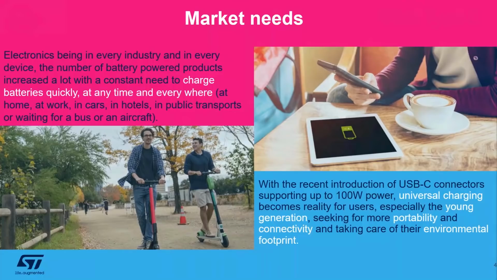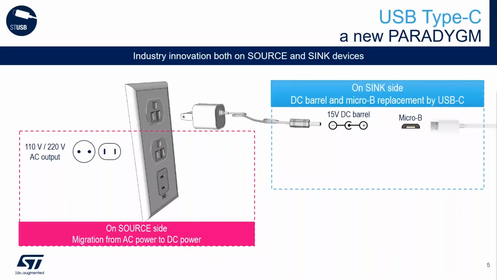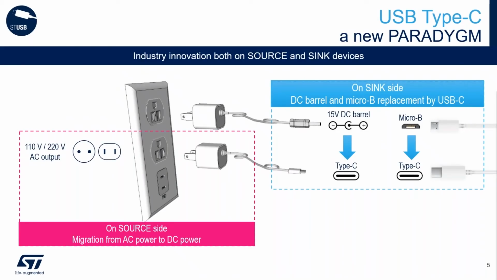To achieve this, the industry is innovating and is working on replacing external AC adapters with custom connectors by a simple USB-C cable. So on sink side, which is our focus today, custom power plugs, as long as they are below 20 volt and 5 amps, and USB micro B plugs can be replaced by a unique USB-C connector. This means that all the micro B devices will sooner or later migrate to USB-C, but also that non-USB products are now eligible to universal charging. That's why USB-C is a game changer.